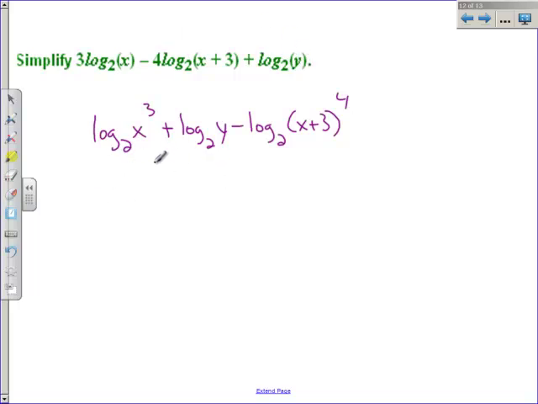Now I'm going to condense these into the log base 2 of x cubed y divided by, and it's divided by because that's a minus, x plus 3 to the 4th. And it's the log base 2 of all of that.